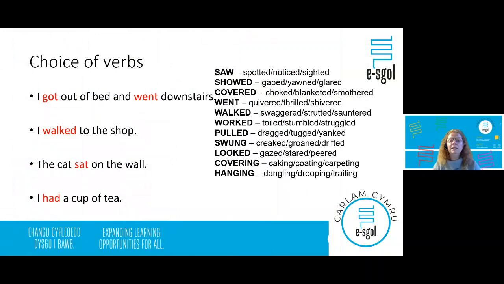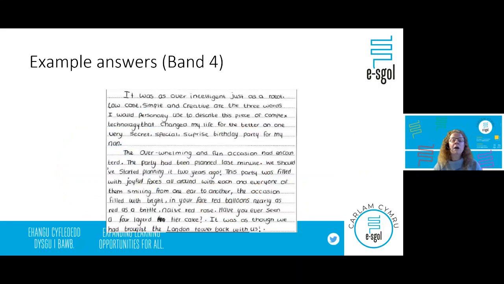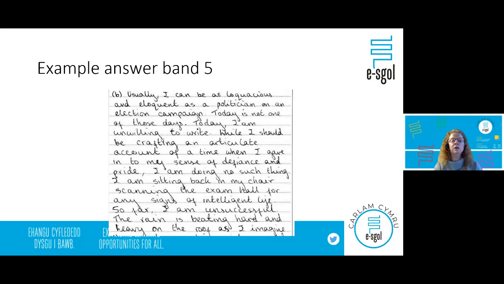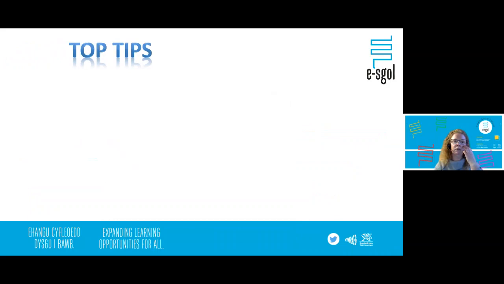Choice of verbs is really important in the exam. So rather than saying I saw, could you say that she spotted or noticed or sighted? Instead of saying I looked, could I say that I gazed or I stared or I peered? Thinking about that variety of vocabulary can make a massive difference in this writing exam. Then dialogue is good, but don't overdo it. And then all we've got at the end are a couple of example answers for you, a couple which show you how to reach different bands. This one reaches the band 4, and there's some techniques there that they've used. And then there's a band 5, a really good answer, one of the AA star answers for you.